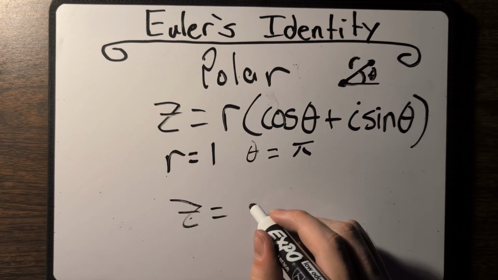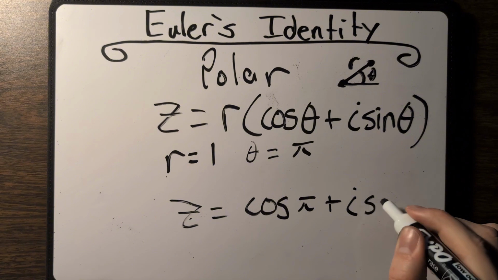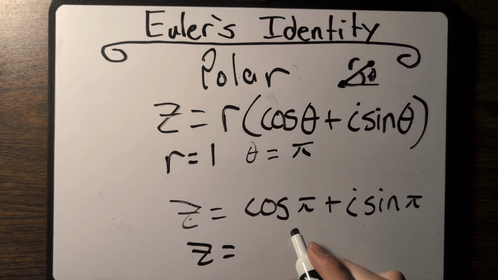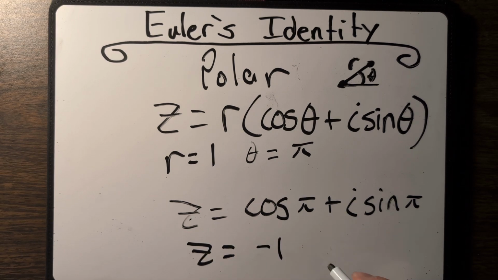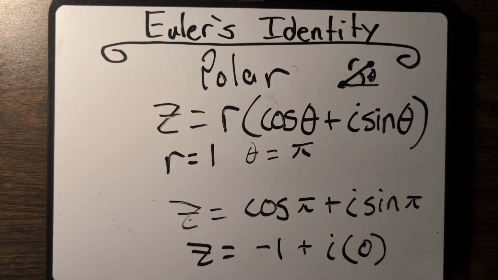is 1, so I'm not even going to write it, cosine of pi plus i sine of pi. Well, we can simplify this. Cosine of pi is equal to -1. Sine of pi is equal to 0. Therefore, we can forget about this, and z equals -1.